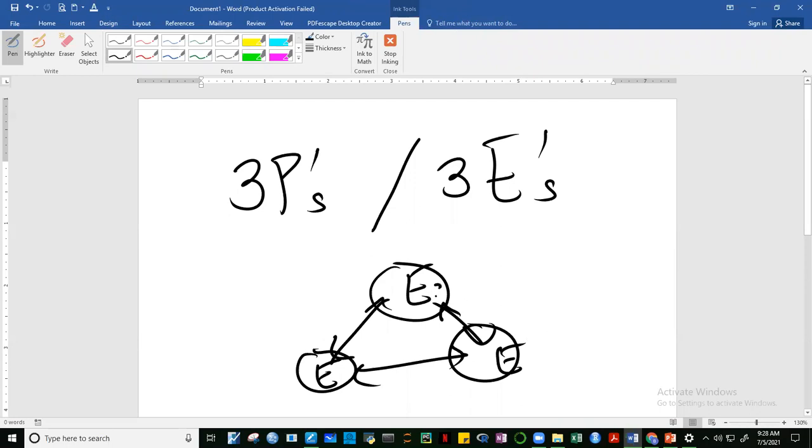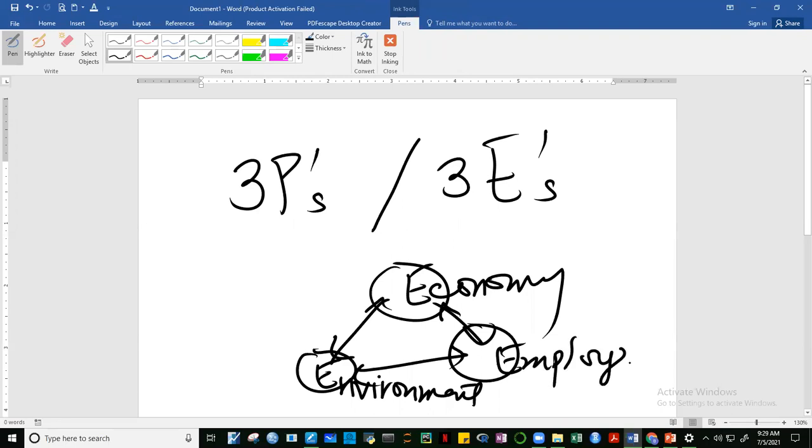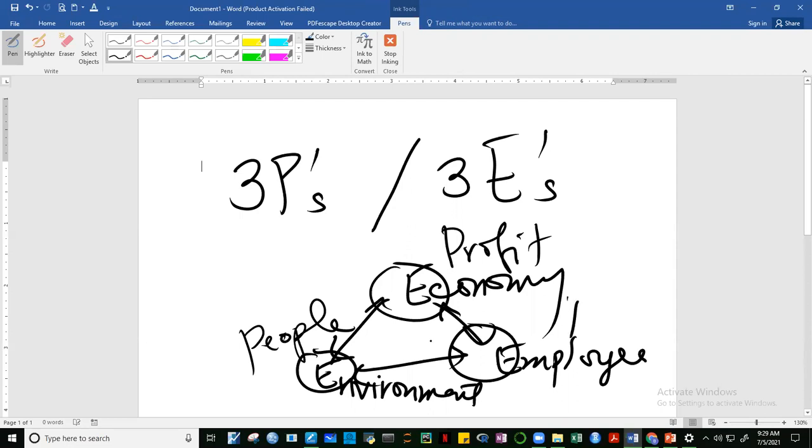Triple bottom line. We have the economy or the profitability of the company. Okay, we have also the environment, yung ecology, and also the employee. Okay, so that's a triple bottom line. It's called also P. So we have profit, the people, and the planet. Oops, sorry. Baliktad, people dito, and planet on the environment. Sorry for that. So that's a triple bottom line.